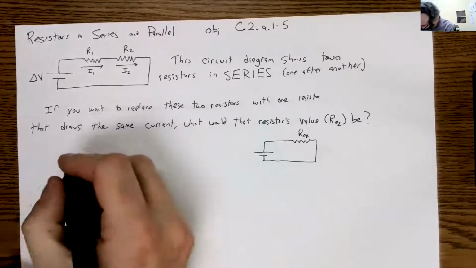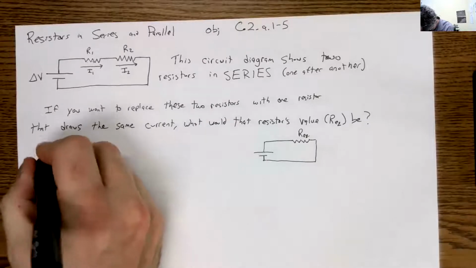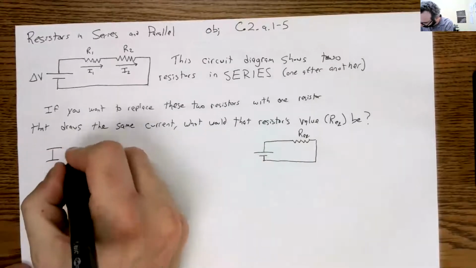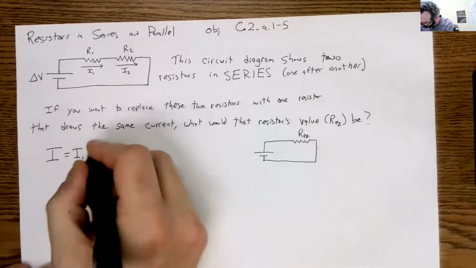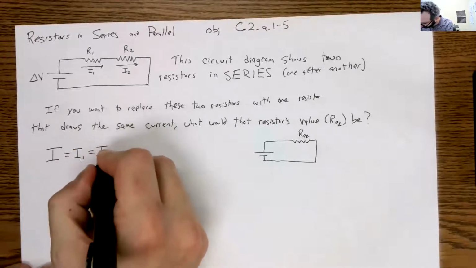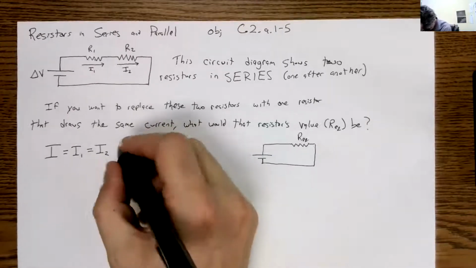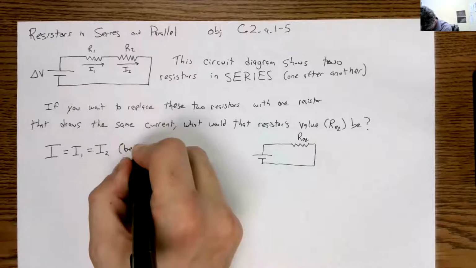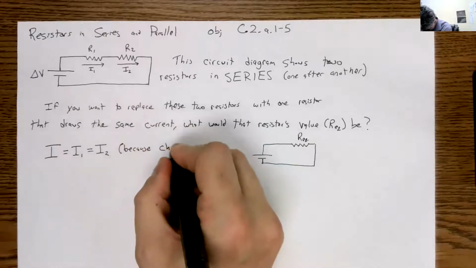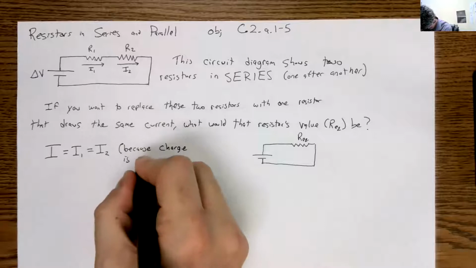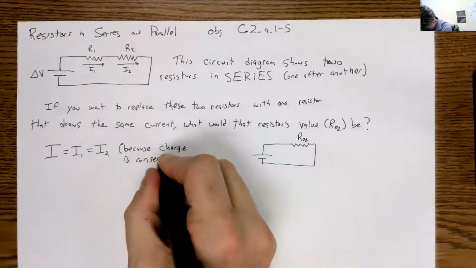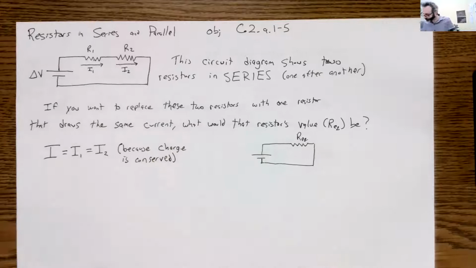So we do know that the current, we'll call it I, is the current in the circuit, and that's got to be the same through resistor 1 and the same through resistor 2. This is because charge is conserved. It can't build up anywhere or disappear. So we know that the current through each of these has to be the same.